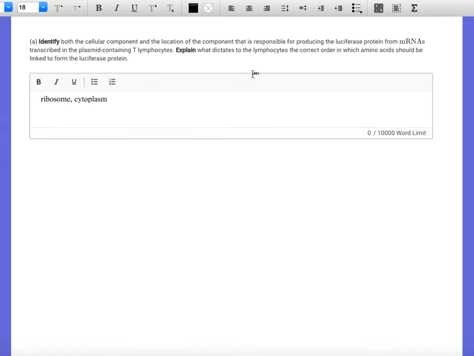And then, so that's for part one. And then, explain what dictates to lymphocytes the correct order in which the amino acids should be linked to form the luciferase protein, right? Because all proteins have a primary structure, and that's the order of amino acids. And the recipe for that is basically contained in the order of RNA nucleotides in the mRNA that's being translated, because that was transcribed directly from the DNA in the nucleus.